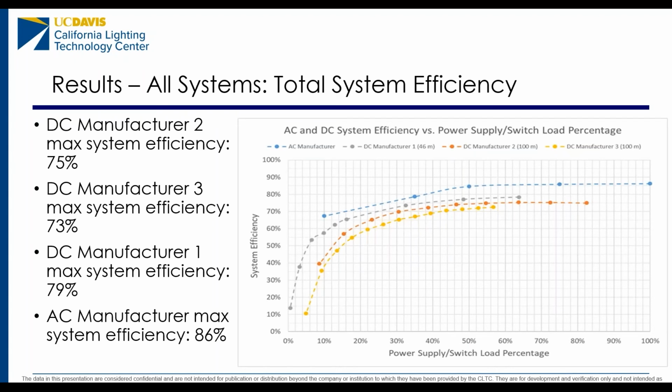Okay, overall, the baseline AC system achieved the highest maximum system efficiency of 86% under our testing conditions, and this was 7 to 13% better than each of the DC systems.